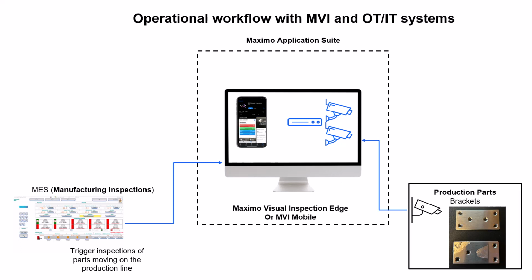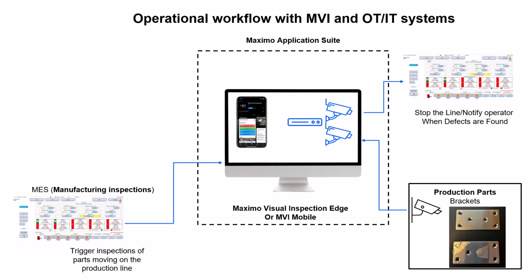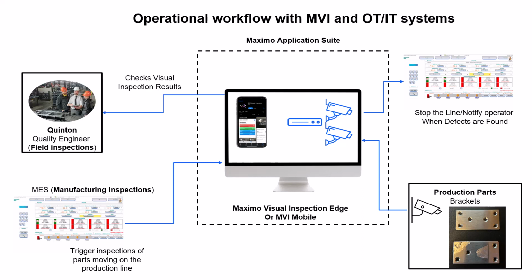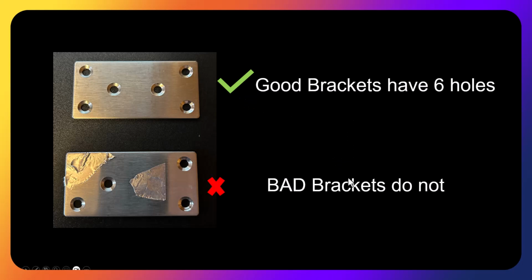So when the brackets show up on the assembly line in front of the inspection station, Maximo Visual Inspection Mobile will see them. It'll grab them. It will then inspect them. That outcome will then be published to the line operators. And then the results will also be shared with the Maximo Visual Inspection server. So all of the images and inspection results that the operation cares about will persist so they can be reviewed later.